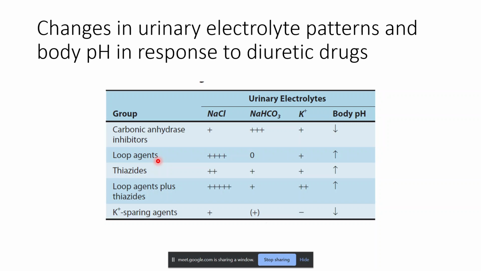Potassium also may be added to the saline infusion because loop diuretics will lead to the potassium decrease. So the next disease is diabetes insipidus. Diabetes insipidus is the insufficient production of antidiuretic hormone or inadequate responsiveness to this hormone.